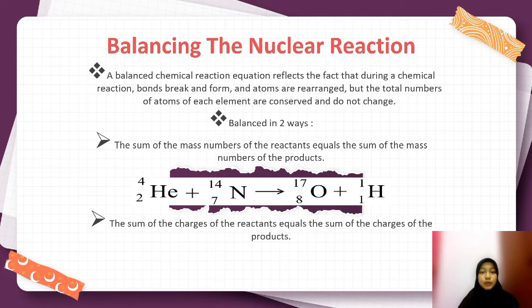Next, balancing the nuclear reaction. A balanced chemical reaction equation reflects the fact that during a chemical reaction, bonds break and form, and atoms are rearranged, but the total numbers of atoms of each element are conserved and do not change. Regarding conservation laws, a nuclear reaction balances in two ways. First, the sum of the mass numbers of the reactants equals the sum of the mass numbers of the products. Second, the sum of the charges of the reactants equals the sum of the charges of the products.